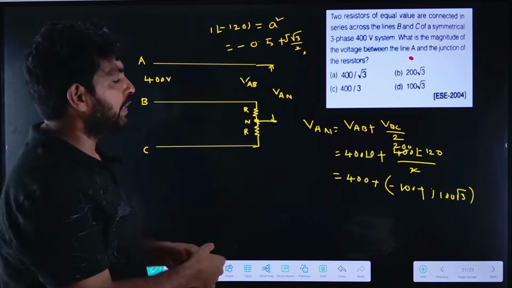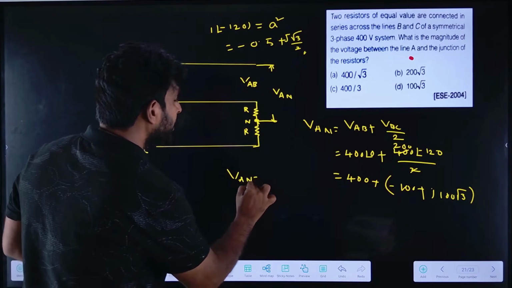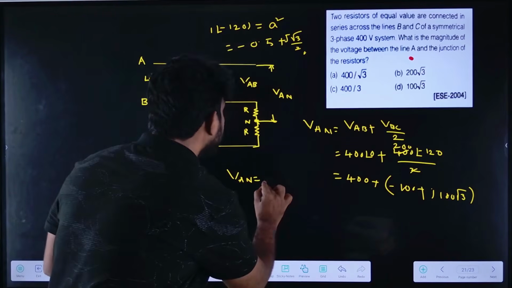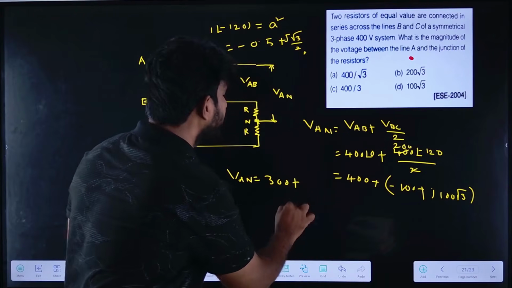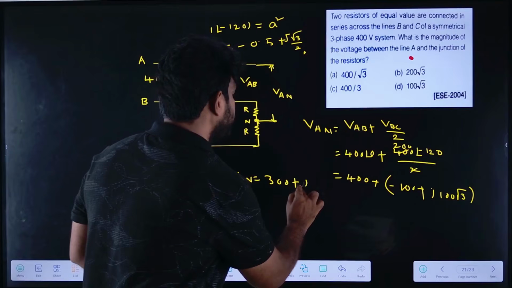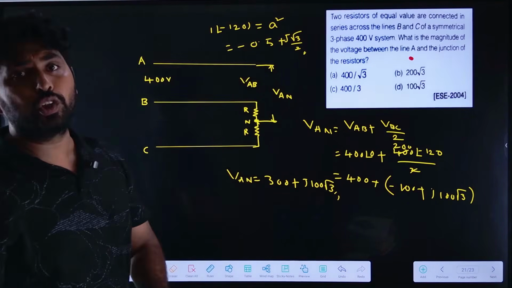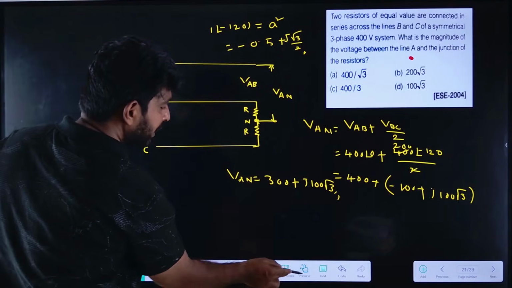Now let us simplify this one. So VAN equals 400 minus 100, which is 300, so 300 plus j 100 root 3. Now we need to find the magnitude of this one. So how can we find the magnitude? So let us find the magnitude.